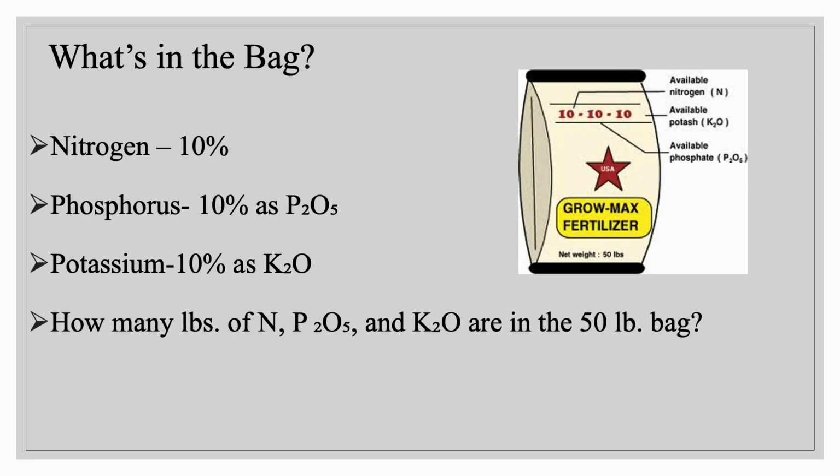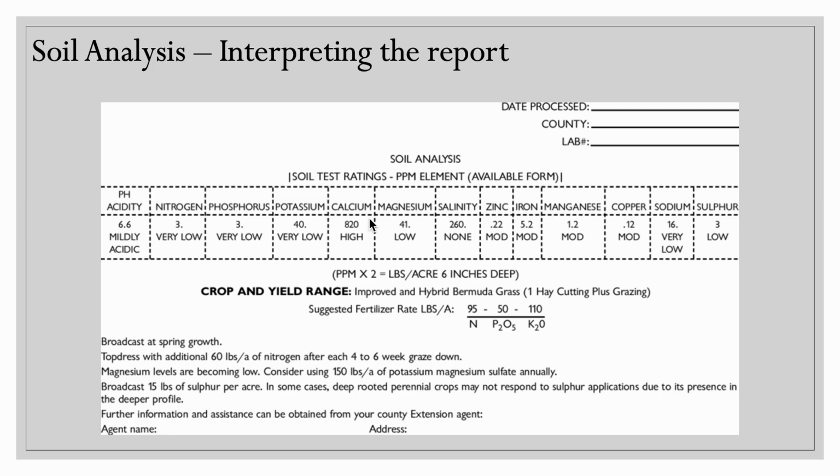Okay, so once you get this recommendation back, the top dress is you want to apply 95 pounds of nitrogen per acre, or possibly 50 pounds of P2O5 and 110 pounds of K2O. This is the rate, the suggested fertilizer rate in pounds per acre. I just want you to remember that.